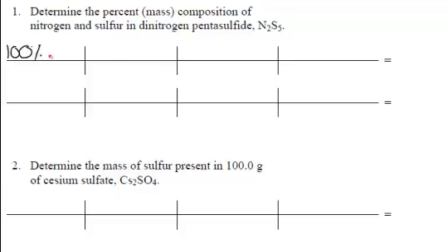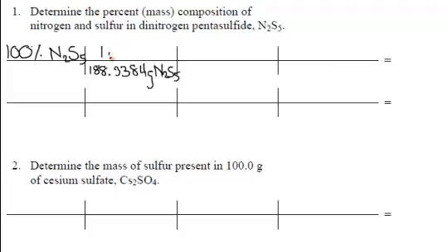This is 100%. N2S5. Given that there's no sample size, 100% would be the molar mass. It's the quickest way to identify 100%. When we add up all the component pieces, we get 188.3384 grams of N2S5. This is the molar mass.